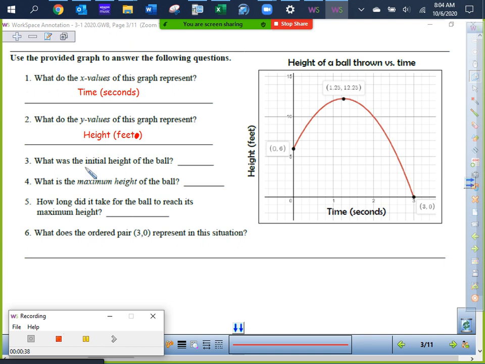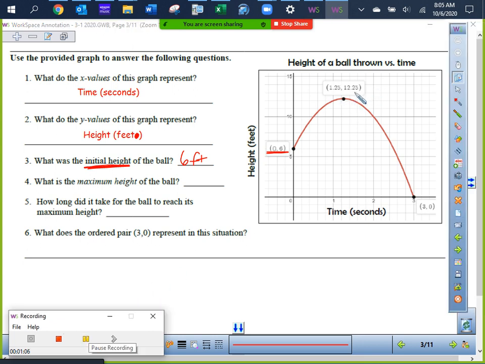Well, the initial height would be when the time is equal to how much? Like how much time has passed when you just got started? 0 seconds. So if you go to 0 seconds, do we know the initial height of the ball? 6 what? Feet. Labels are going to be the big thing. 6 feet. What is the maximum height of the ball? Maximum height of the ball is right here, 12.25 feet. Got to have the labels.